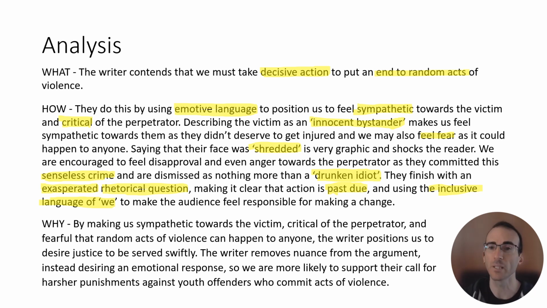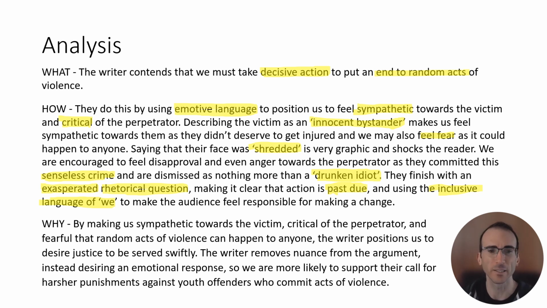Well, they've used these particular words: innocent, drunken idiot, shredded. They've used inclusive language. They've used rhetorical questions, emotive language. So I've described those language choices. I've described the tone. I've described specific persuasive techniques that they've used, and I've integrated all of that into my own commentary or explanation of how they have put forward their argument.